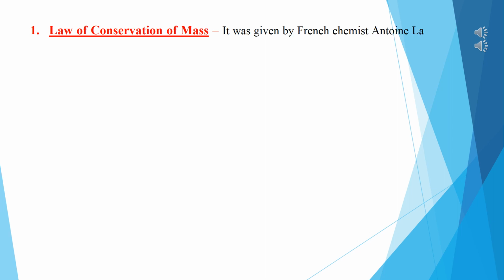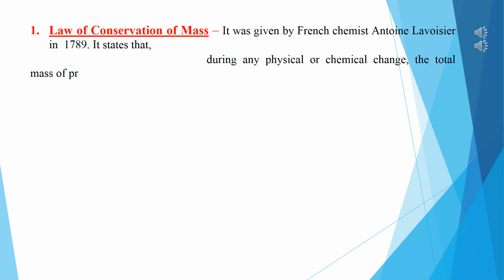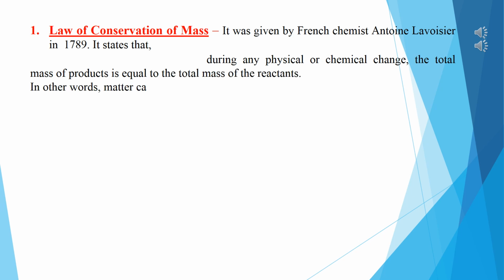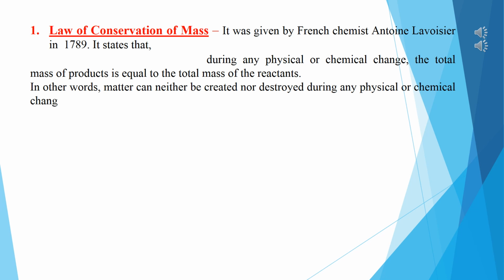So let's discuss our first law, that is the law of conservation of mass. It was given by French chemist Antoine Lavoisier in 1789. It states that during any physical or chemical change, the total mass of products is equal to the total mass of the reactants. In other words, matter can neither be created nor destroyed during any physical or chemical change.